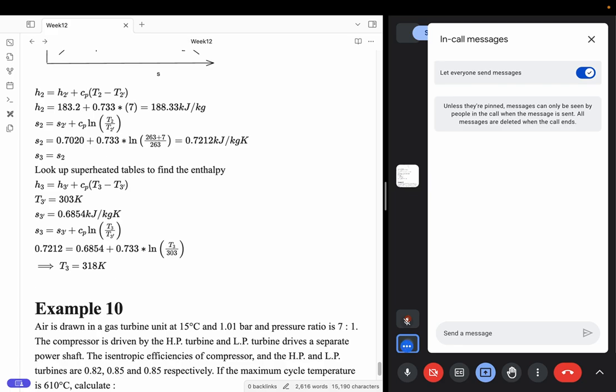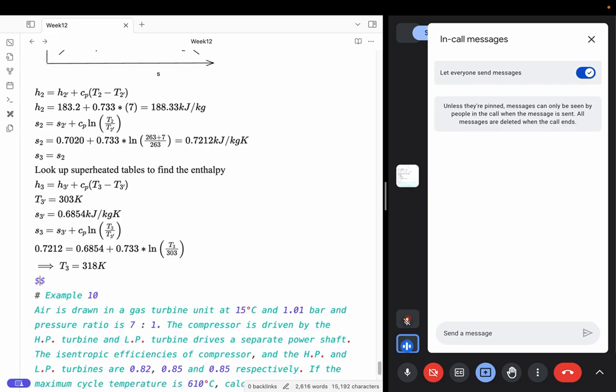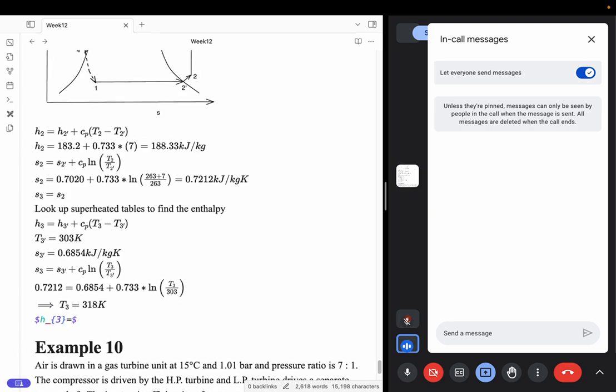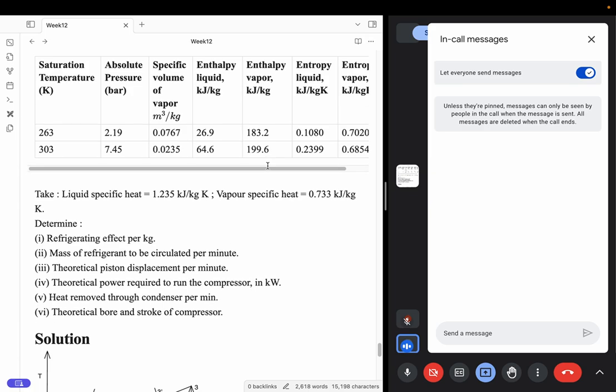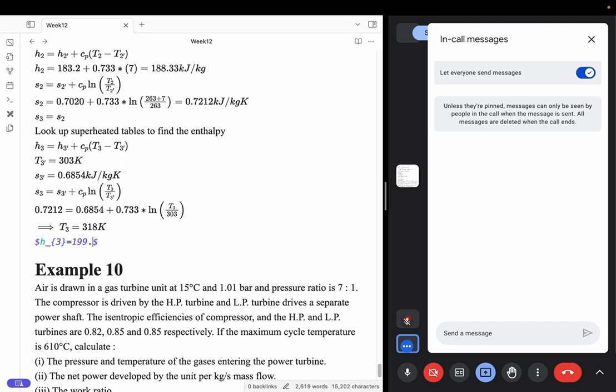Once I know the value of T3, I can calculate my enthalpy using this equation. H3 will be H3 prime, the enthalpy of the vapor, 199.6, plus Cp times (318 minus 303). That is 210.6.